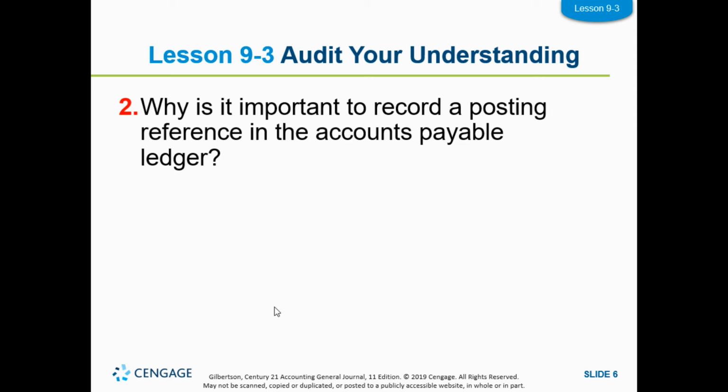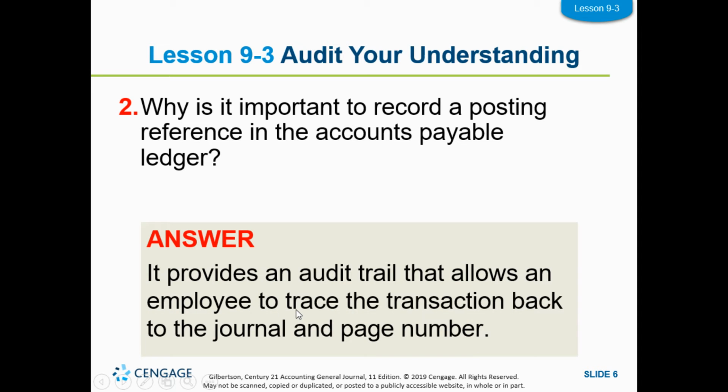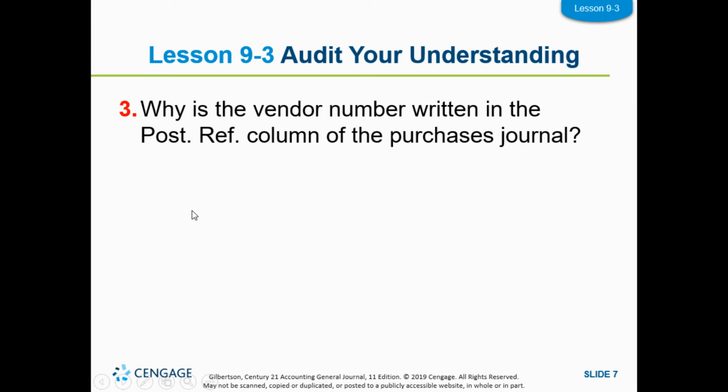Why is it important to record a posting reference in the accounts payable ledger? It's an audit trail, and also you don't duplicate stuff. The last thing you want to do is start double posting to your general journal, your general ledger, or your subsidiary ledger. So I just want to put a post reference back in there. Again, with the subsidiary ledger, it was the vendor number. With the general ledger, it was the account number when we posted those column totals.